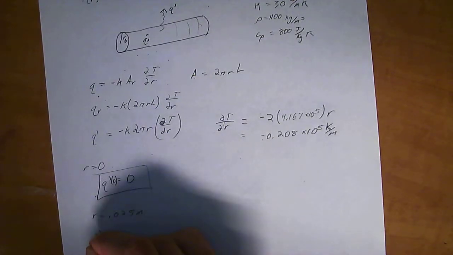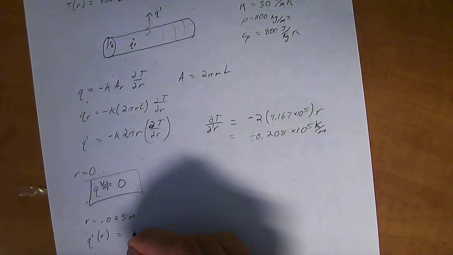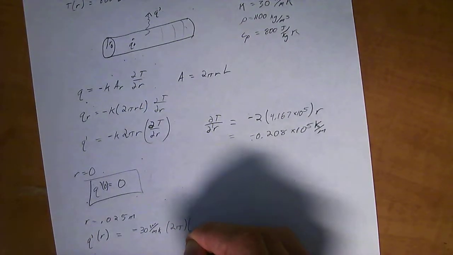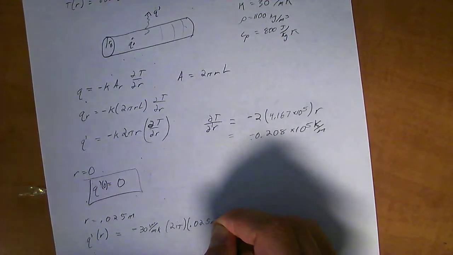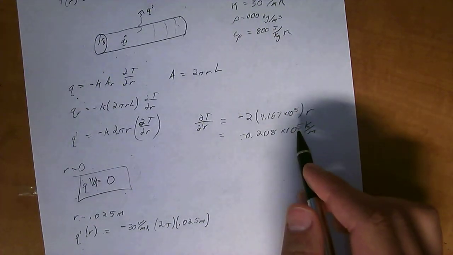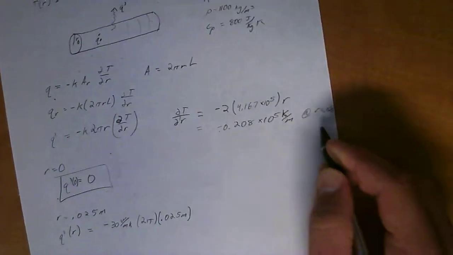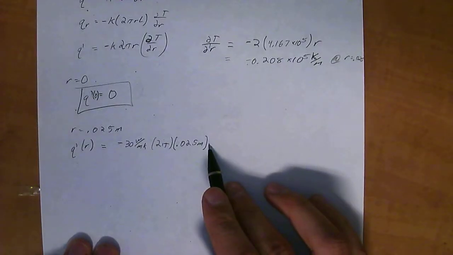So Q of r, using this equation up here, is equal to negative 30 watts per meter Kelvin times 2 pi times r. Hang on, let me make sure I get this all straight here for you. Okay, yes, we're okay. 0.025 meters. And then this is all calculated at r equal to 0.025. So this is calculated for the radius, or you can take this value and bring it down here and put in the radius that you want. But I calculated it up here before when I last worked this problem.